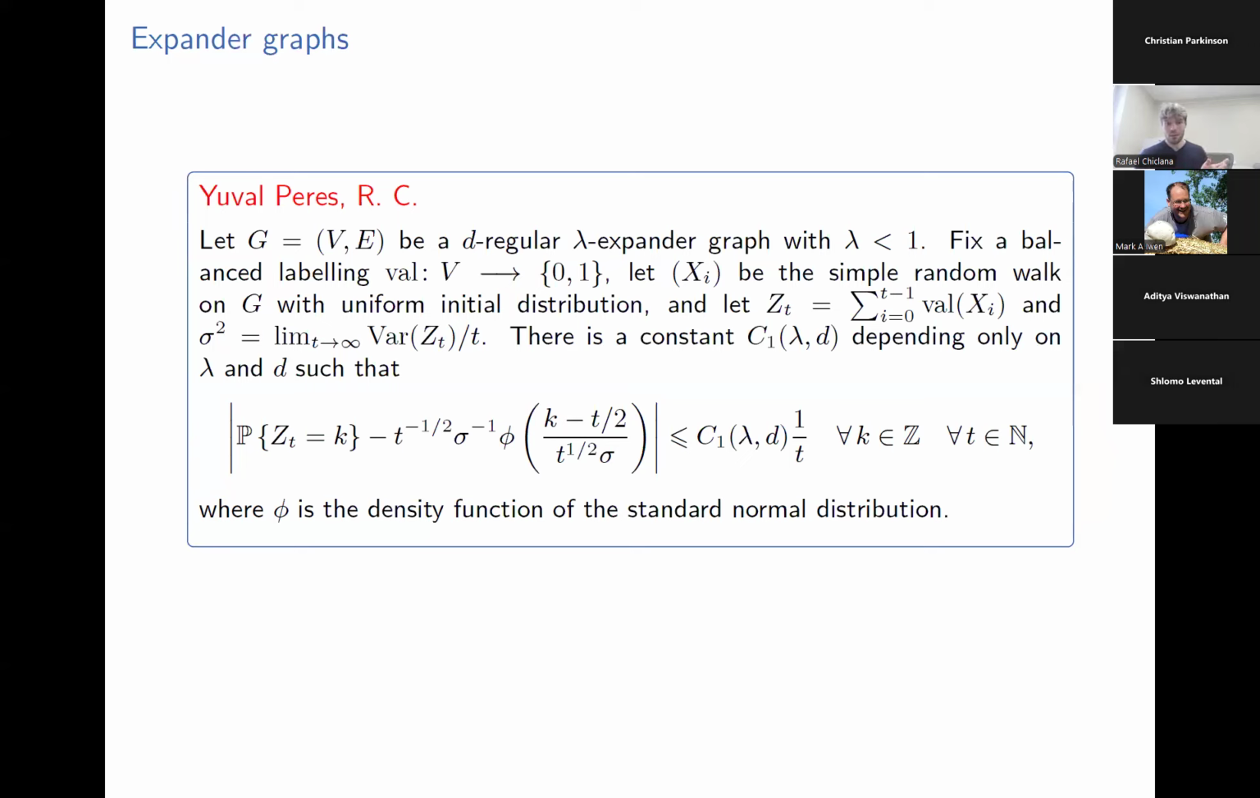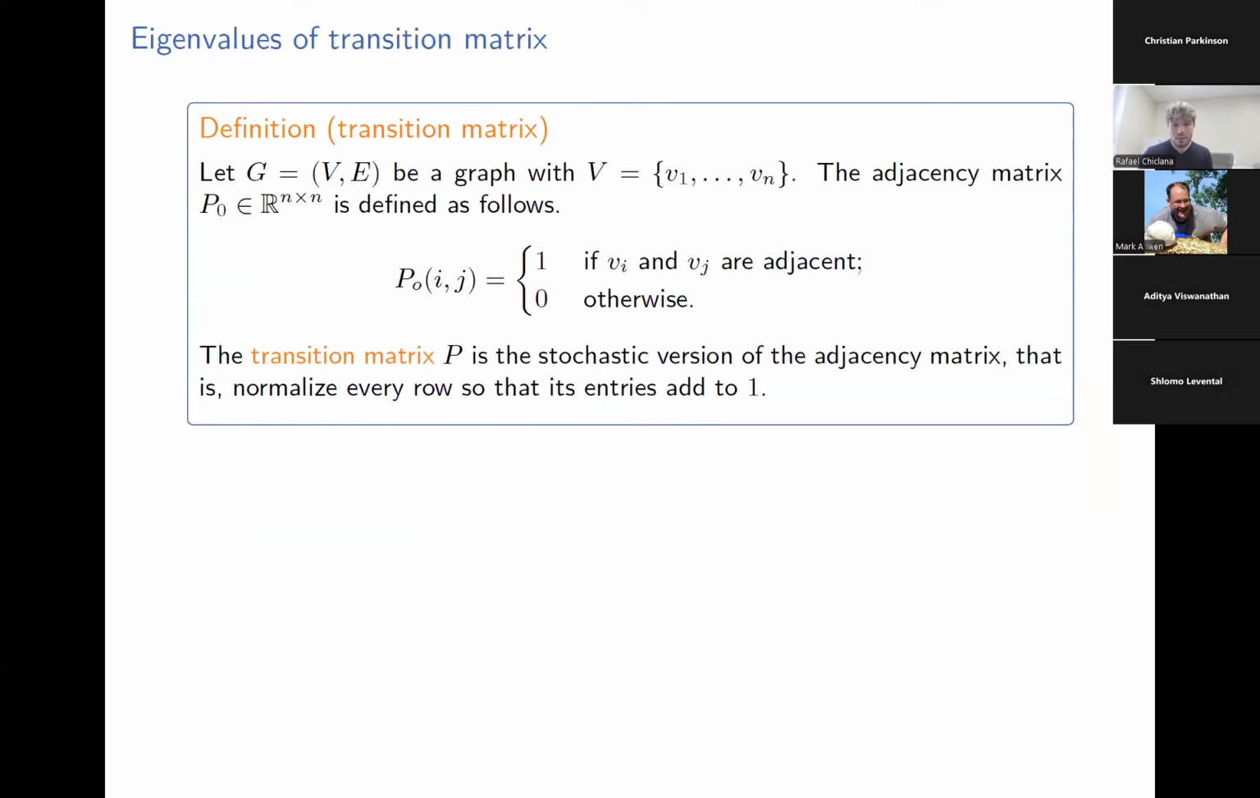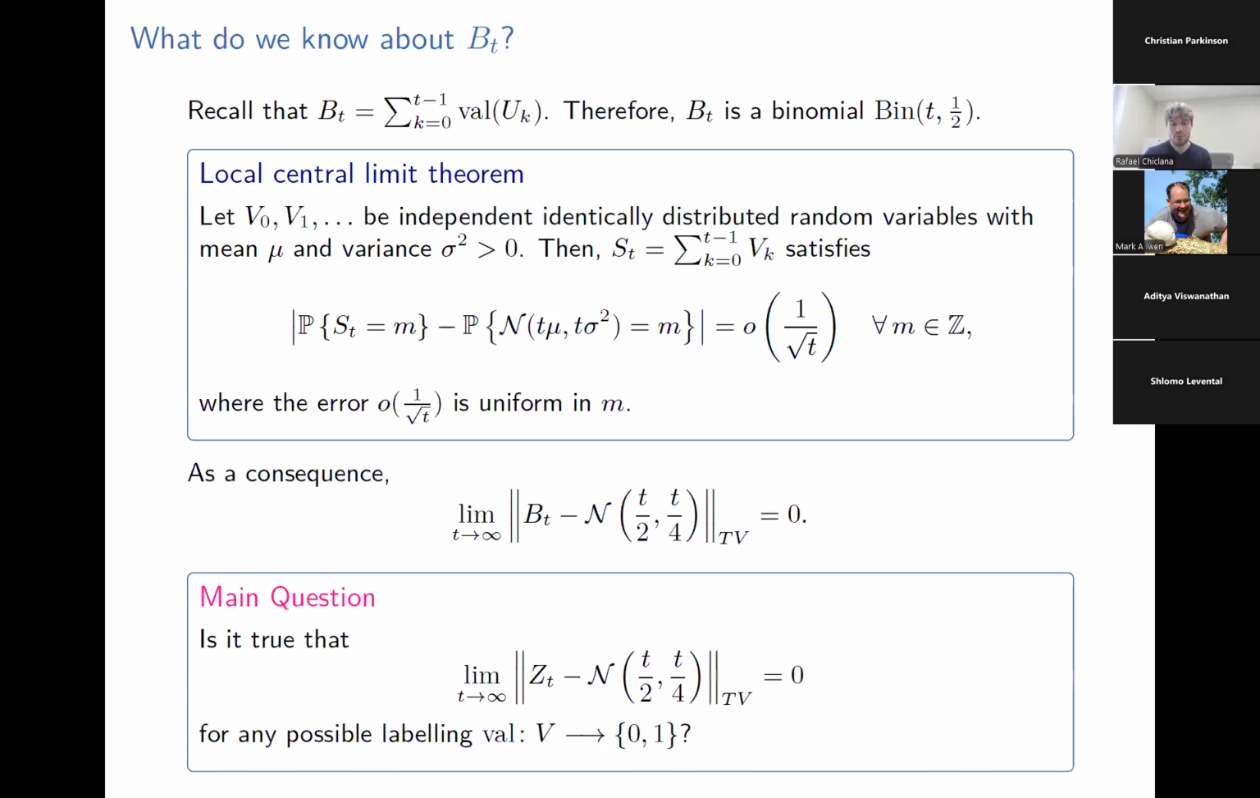Okay. And now we have our local central limit theorem. How can we prove our goal? Remember that our goal is to prove that the total variation distance between my random variable and the normal distribution converges to 0 as the size of the sample goes to infinity.